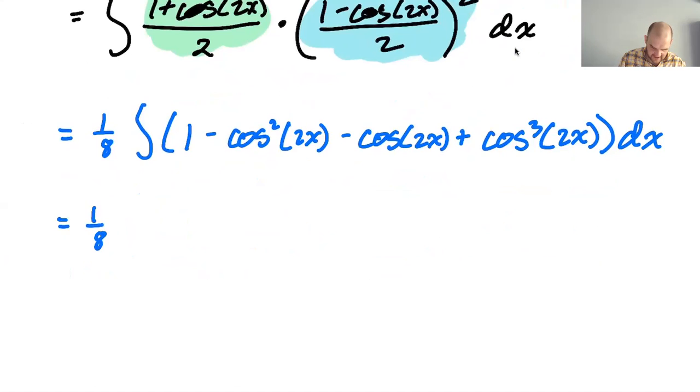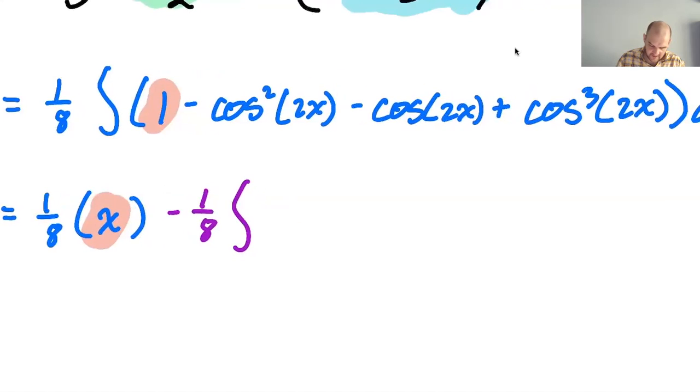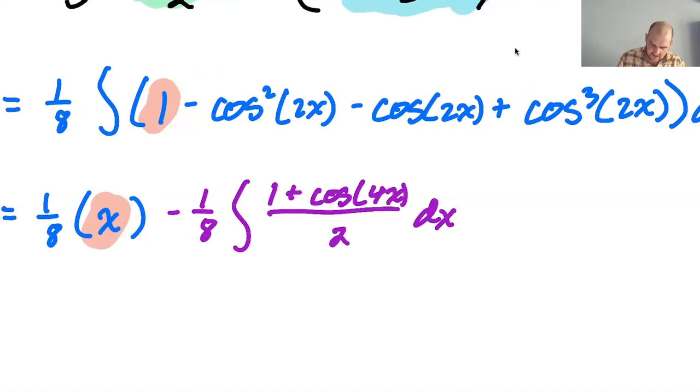We definitely get just x, right? I'm gonna run out of colors here. This gives me this. That part's done, yay. Cosine squared, unfortunately, so it's gonna be minus 1/8 the integral of cosine squared. I'm gonna change into 1 plus cosine of 4x over 2 dx. So as I mentioned, I think I'm gonna run out of colors to highlight with. So this became this, and that's a problem that we need to solve.